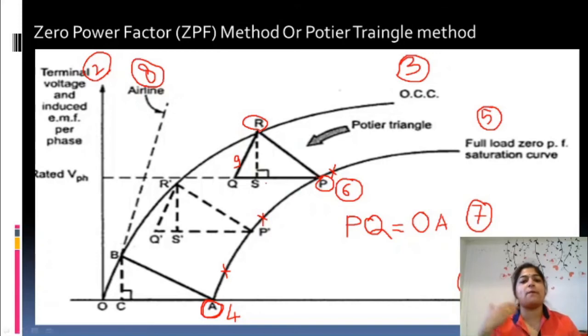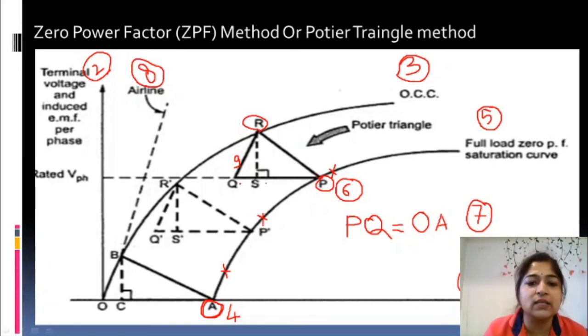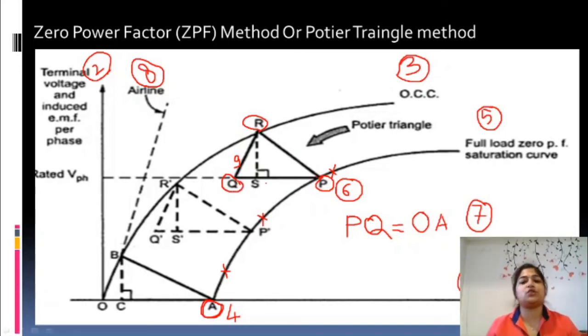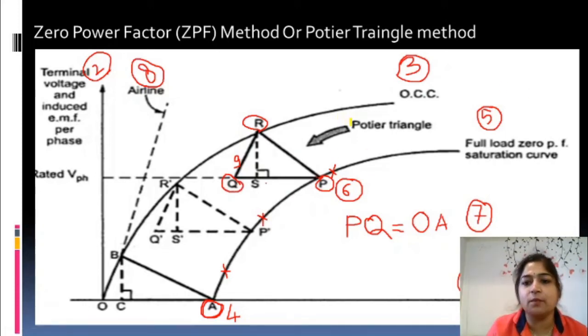From Q we will draw a parallel to the air line, which will meet the OCC at R. Now these 3 points, PQR, when you join them together, we get the Portier triangle. So this is our Portier triangle. We will draw a perpendicular from R on PQ, which will meet PQ at S.